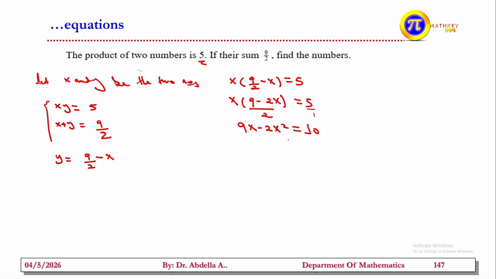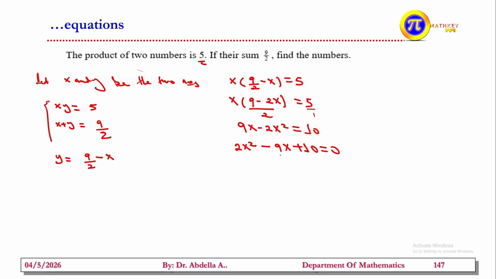Let's try to collect them in one side. This becomes 2x square minus 9x plus 10 is equals to 0. If you want, you can collect this and multiply by negative. Here we have 9x minus 2x square minus 10. Multiply both sides by negative, it becomes 2x square minus 9x plus 10 is equal to 0.